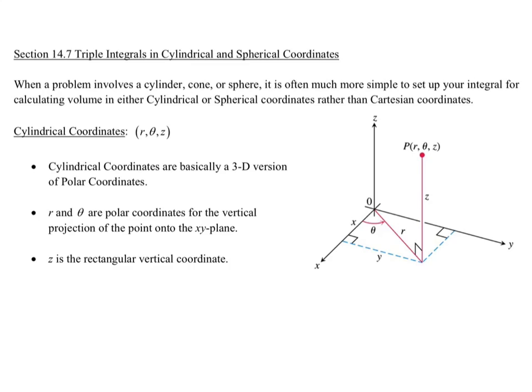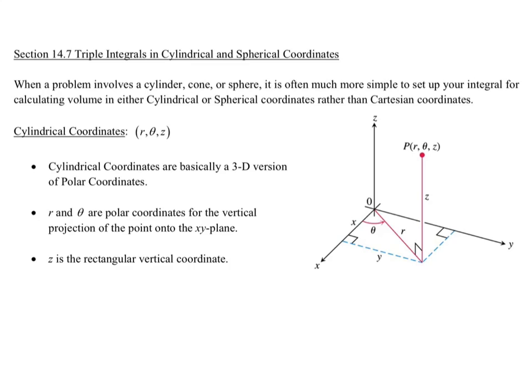Cylindrical coordinates are basically a 3D version of polar coordinates. We use them when a problem involves a cylinder, cone, or sphere, because it's often simpler to set up your integral for calculating volume in cylindrical or spherical coordinates, which video 2 will focus on, rather than Cartesian coordinates.